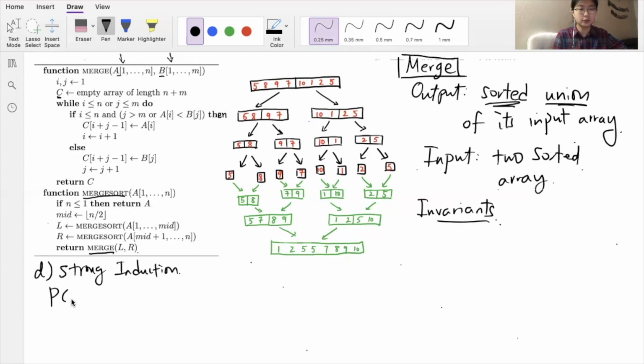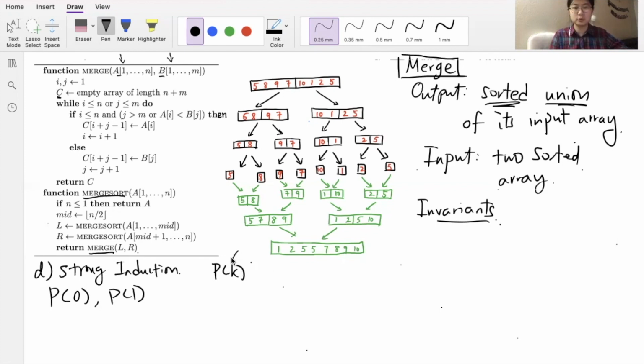So for strong induction, we must prove two base cases first. So P of 0 and P of 1. What does P mean? What is P of anything? So P of K in general is a statement stating that if I input an array of length K into my function merge sort, the function merge sort will sort it correctly.